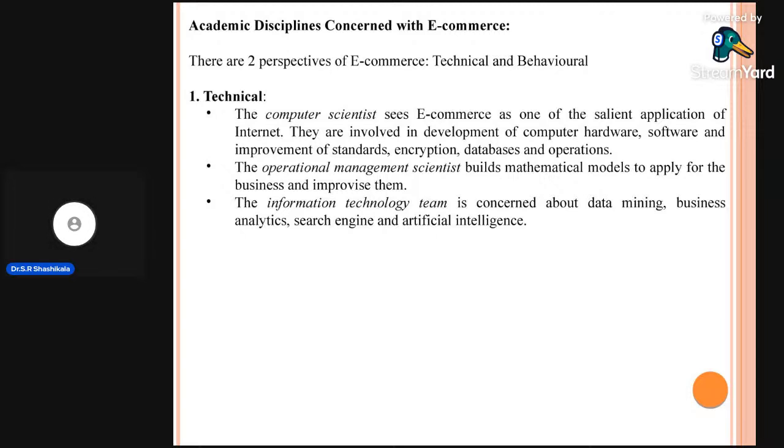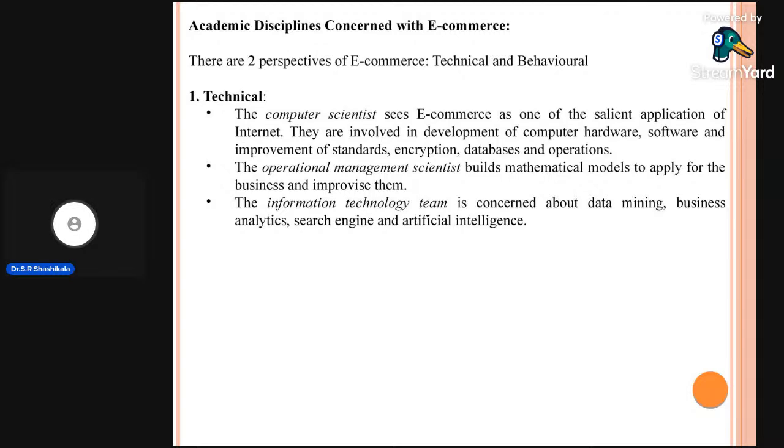The computer scientists are the individuals especially concerned with the salient applications of internet standards, encryption, data management, software, hardware, and all the improvements relating to its operations. Second is operational management. These are the people who build mathematical models which can be applied to business models and improve them. Thirdly, the information technology team is concerned with data mining, business analytics, the search engine, and most prominently the artificial intelligence component.